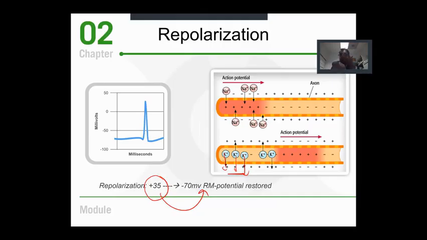So the question is, what is the reason for depolarization? In other words, the resting membrane potential changing to positive 35, it's influx of sodium. What is the reason for repolarization, which is when the membrane potential at positive 35 millivolts goes back to negative 70 millivolts? It's efflux, moving out of the potassium. It's potassium moving out of the cell membrane or the neuron.